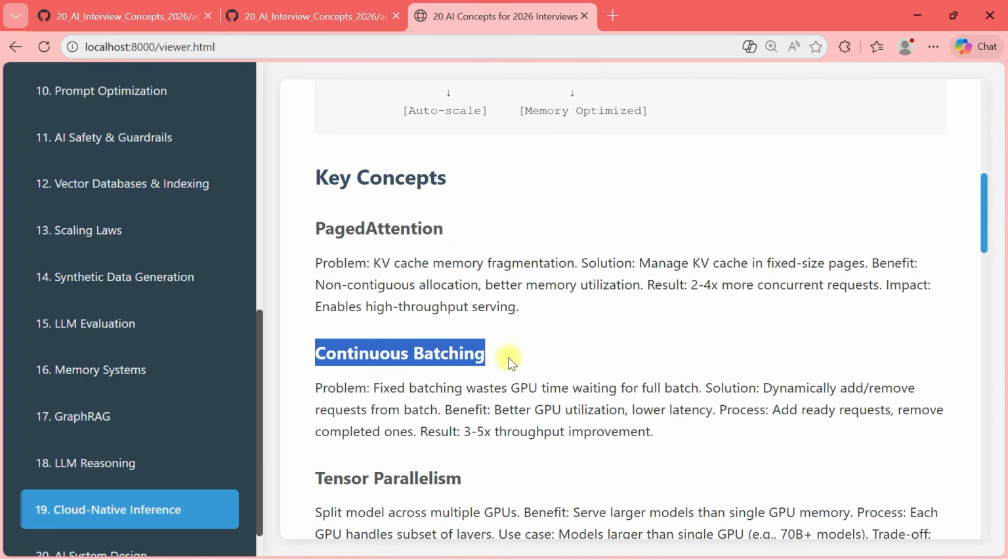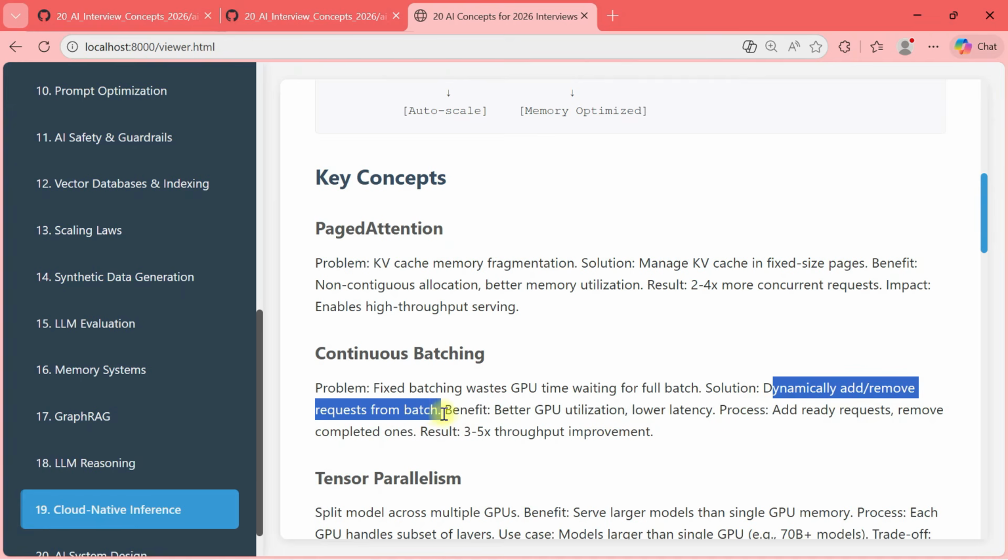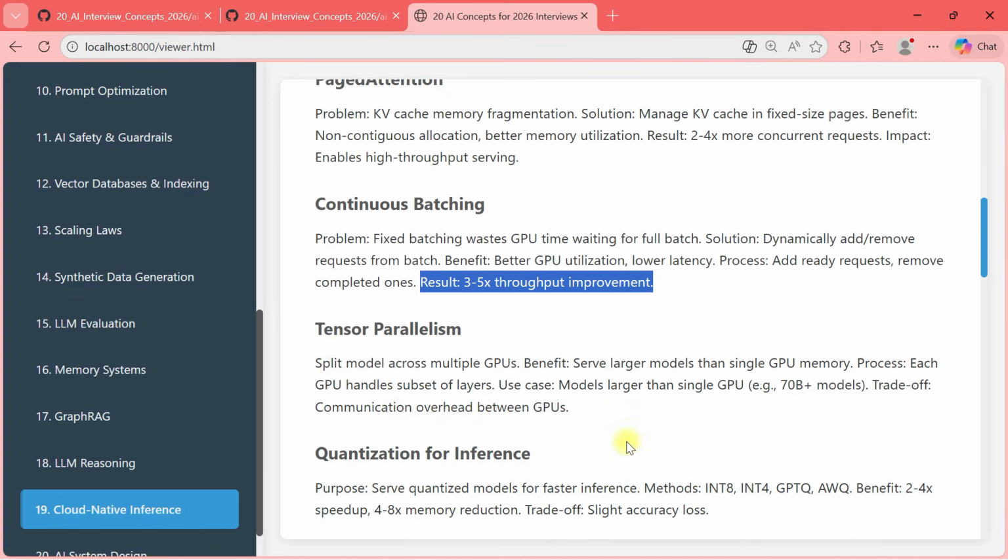What is continuous batching? In place of fixed batch size, you create batch based on, see here, dynamically add remove request from the batch. So based on how the requests are, you can decide your batch size. So you will not have a fixed batch, so you will get a 3 to 5 times throughput improvement.